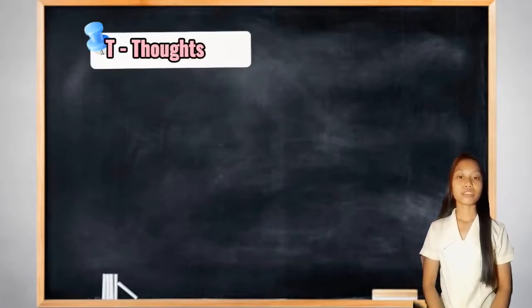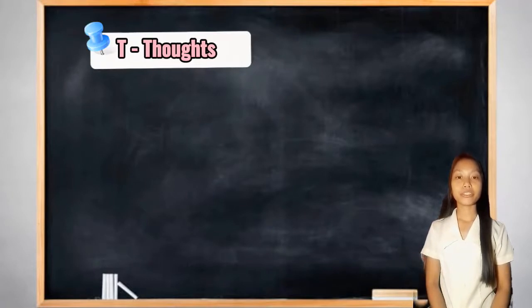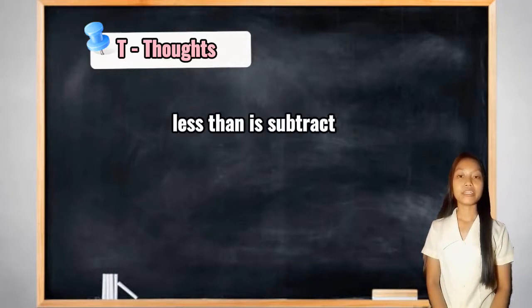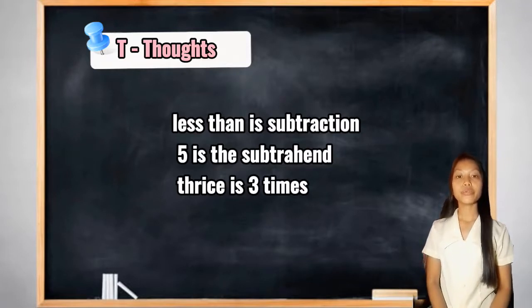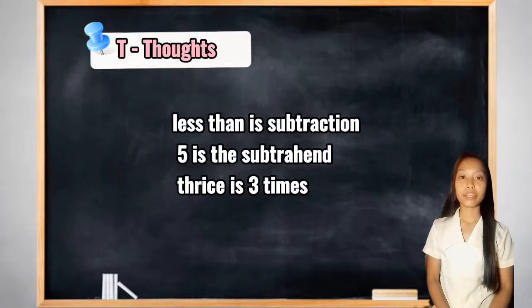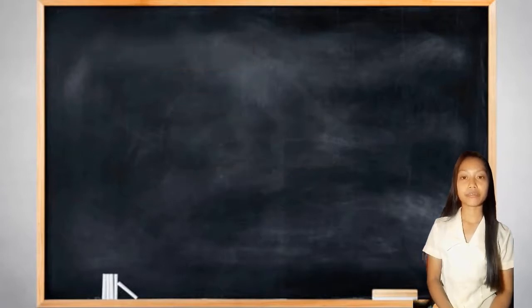Next, T means thoughts. Think about the operations you can use later. Read and analyze the problem. The words less than mean subtraction, and 5 is the subtrahend, while thrice is 3 times. So you will use multiplication later. If there's a picture that you can draw, do it. In the problem, it says the object is a rectangular frame. Draw it, and it is better if you write the measures given.